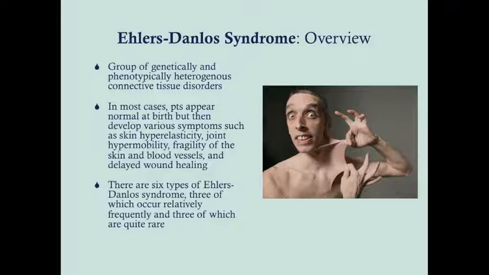We primarily associate Ehlers-Danlos syndrome with skin hyperelasticity, as you see in this gentleman in this picture here. Also joint hypermobility, fragility of the skin and blood vessels, and delayed wound healing. And on the test, I would expect that you're going to be asked about the stereotypic Ehlers-Danlos syndrome, which we call classic Ehlers-Danlos syndrome, but there are other types, and I want you to be aware of a couple of those. There are 6 types of Ehlers-Danlos syndrome, but really only 3 of them are commonly seen in clinical practice.